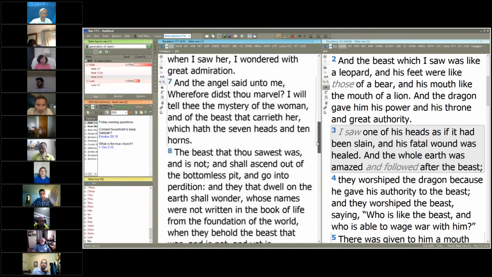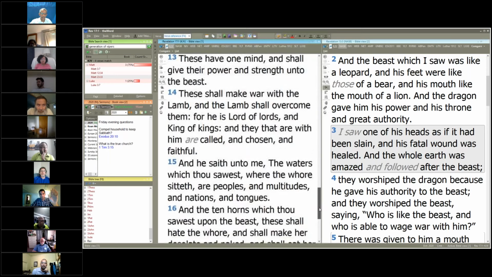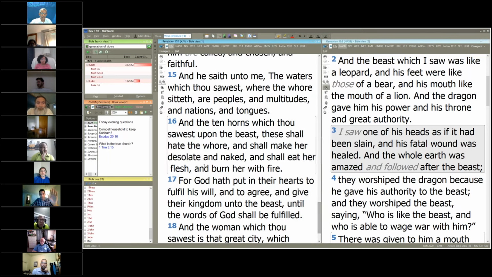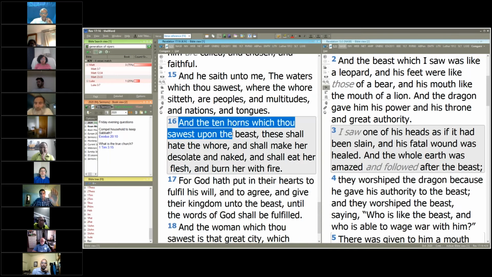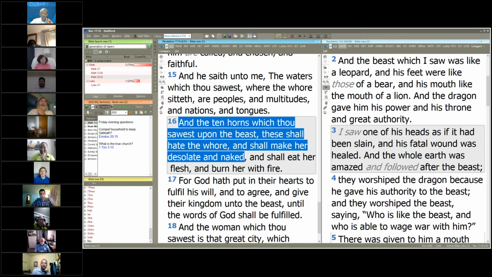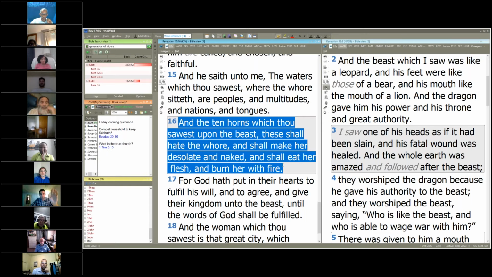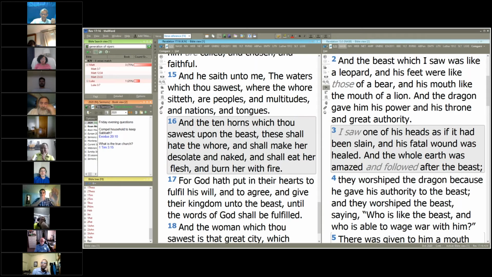Revelation 17 and verse 16 says, "And the 10 horns which thou sawest upon the beast, they shall hate the whore, and shall make her desolate and naked, and shall eat her flesh, and burn her with fire." What I understand this to be is that, okay, we know that in many of these verses, the Bible is using figurative language. So I don't believe this means that they are going to cannibalize the people in the churches.